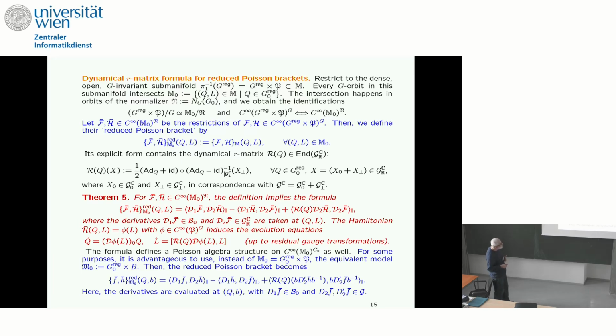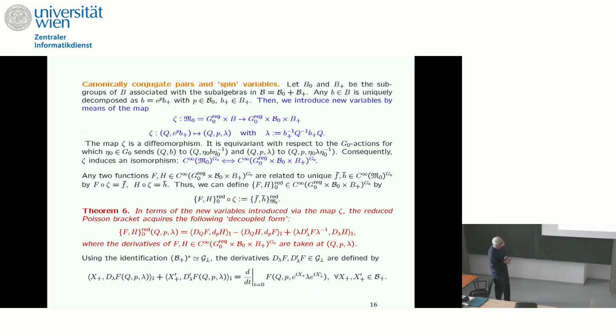Okay, and you can also write this Poisson bracket in terms of the other model of the Heisenberg double, where we use B instead of P, and this is useful for some purposes. So this is the first formula of the reduced Poisson structure, and then the second formula.